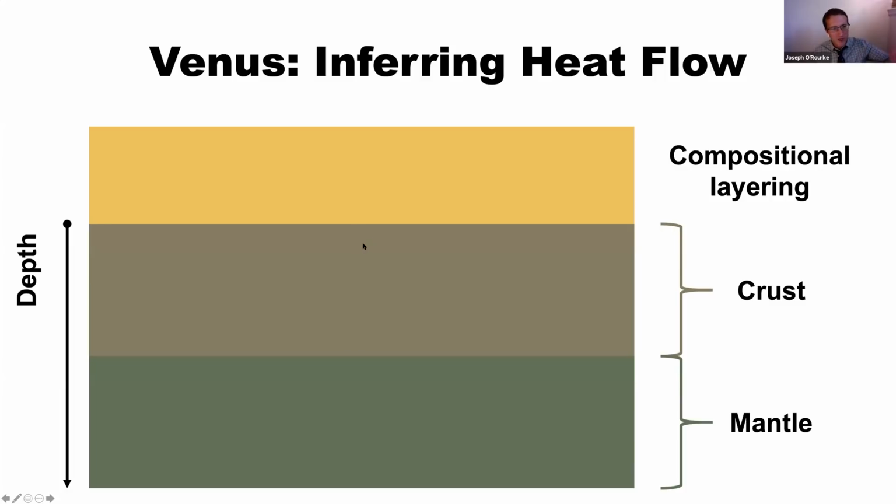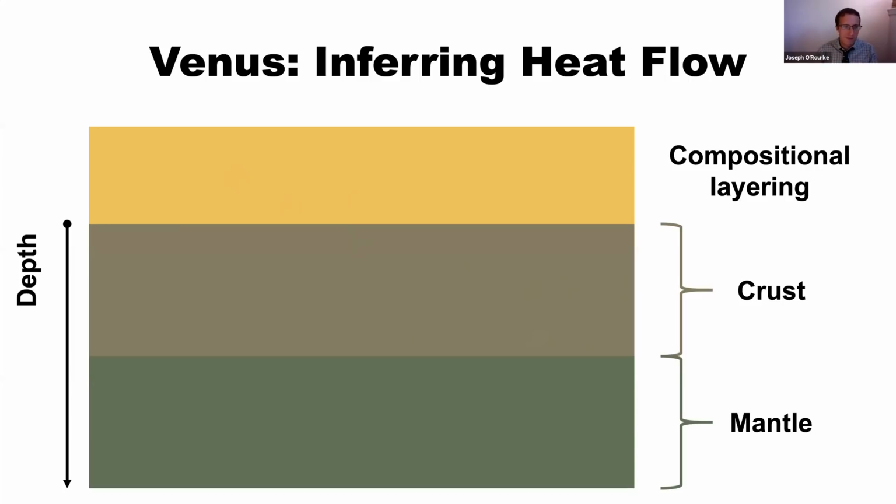I've been showing this cartoon of Venus's internal structure, and I've had things colored based on their composition. The yellow is the atmosphere, this grayish green is the crust, and the green is the mantle. The mantle is the silicate rocks that make up the bulk of the planet of Venus and also Earth. And the crust is the rocky layer that is derived from partially melting the mantle.